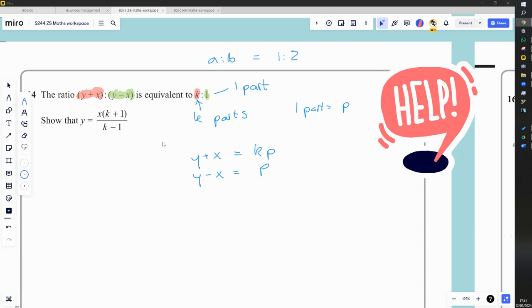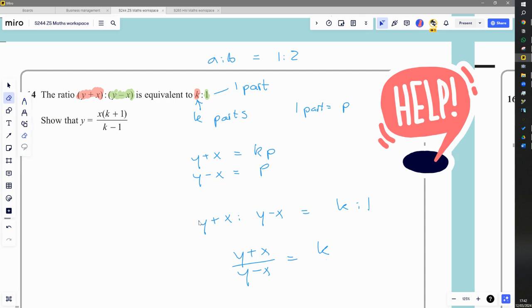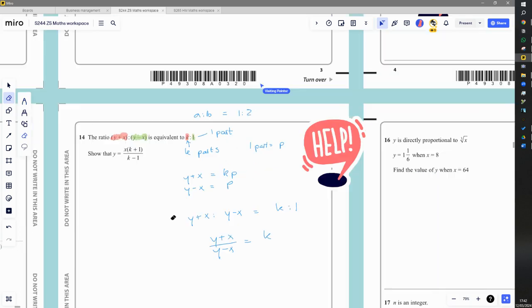Yeah, so if we're saying that y plus x to y minus x is equal to k to 1, then that would mean that the fractions would be equal to each other as well. And so we can say that y plus x over y minus x would be equal to k over 1, which is just k. Okay. All right, so we're getting somewhere now.